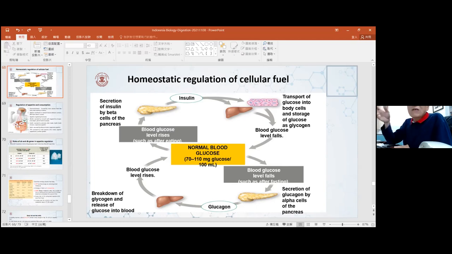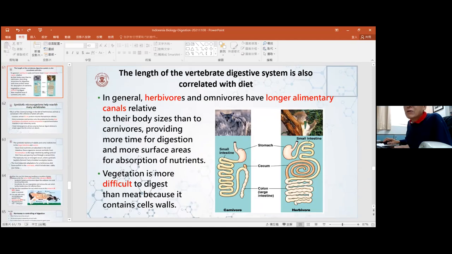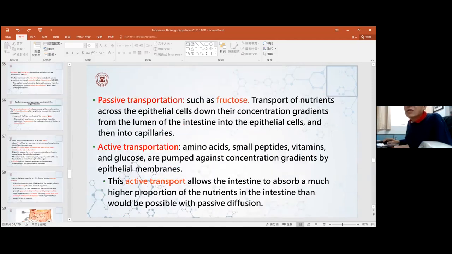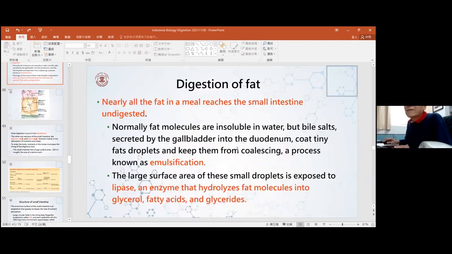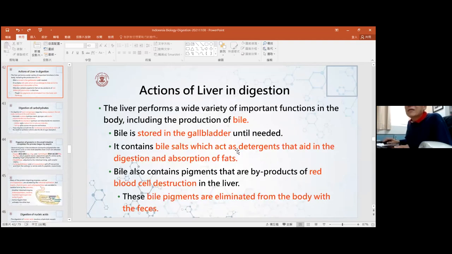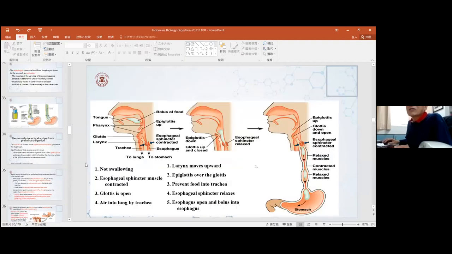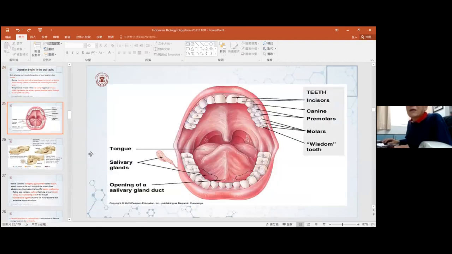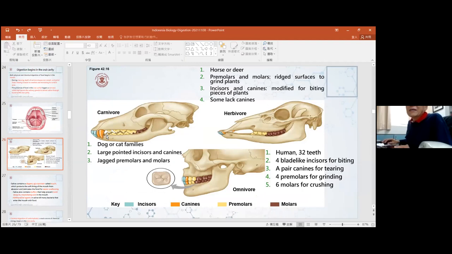I have mentioned the different teeth structure, you know? The carnivores have a special teeth structure here. Here, this one. The teeth structure is different. They have very, very big canines, so they can spread the meat. You mean how to separate the meat and the bone.